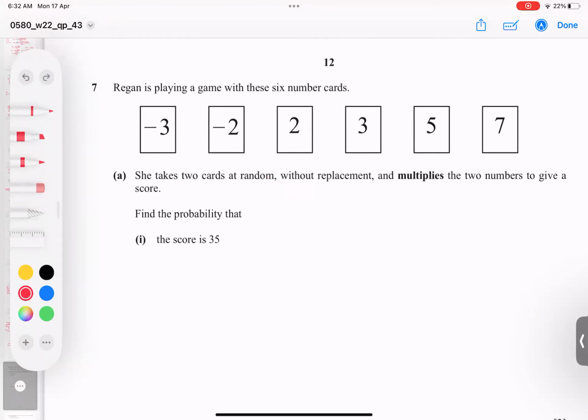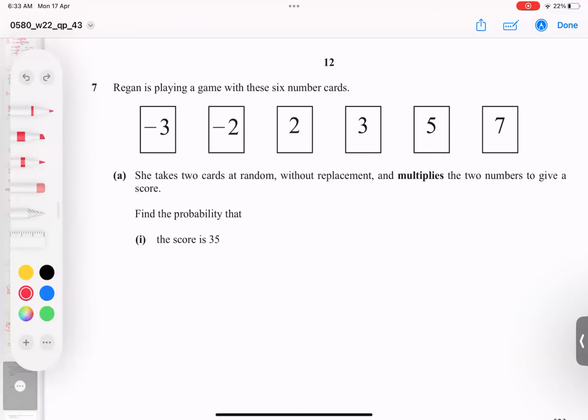When you take 1 card out, the number reduces, and she multiplies the 2 numbers, which gives the score. Like I give an example, if I take 1 card 3 and second card 5, I will multiply them. 3 5s are 15. Or for example, negative 2 and 3, if I multiply, I get negative 6. All right. Find the probability the score is 35.